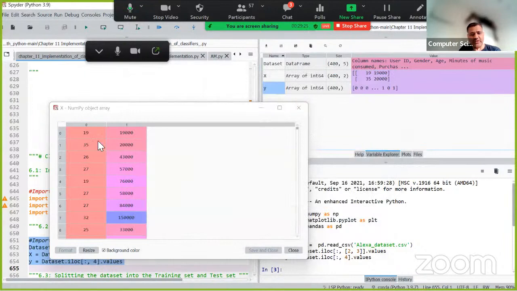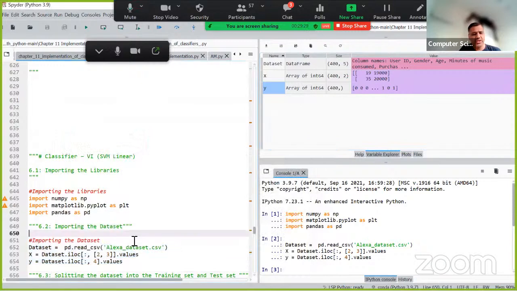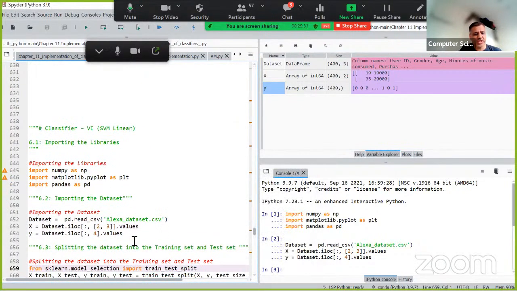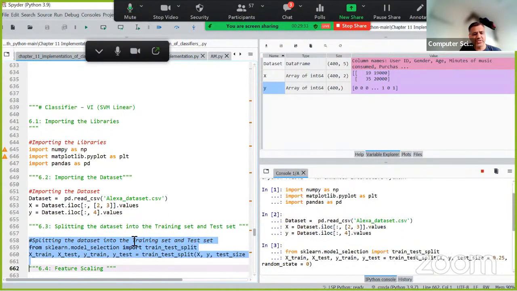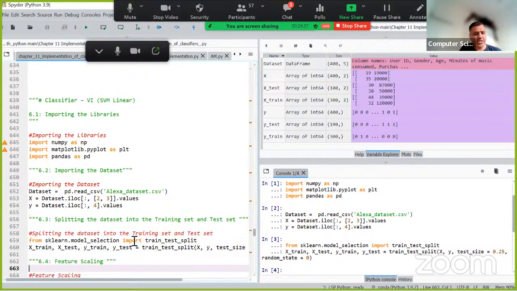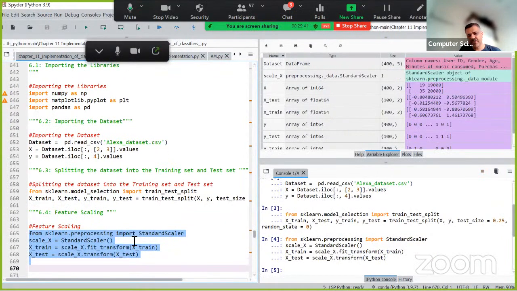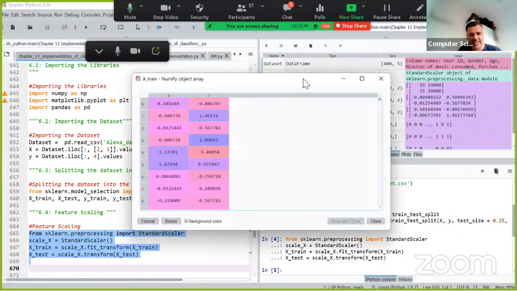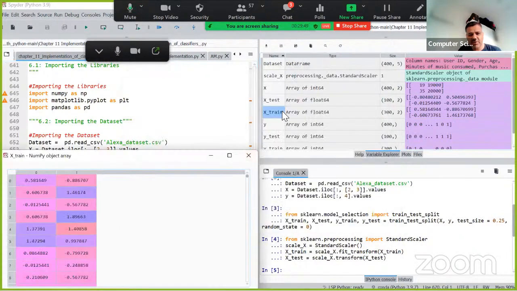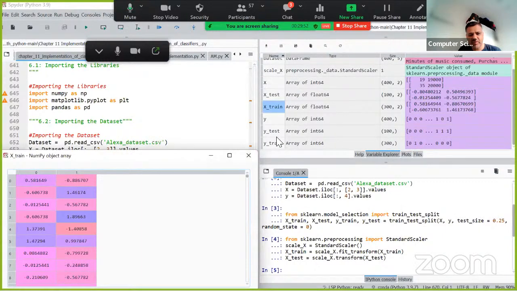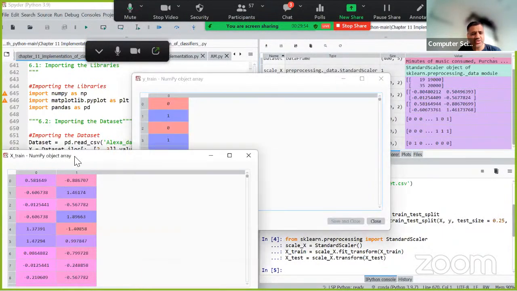We know that we have to perform train test split, then feature scaling, and then we have to build the model. So let's first quickly perform train test split. All the variables have been created. Our data is now feature scaled, and you can see here I have X train and the corresponding values in Y train, on which I have to train the model.